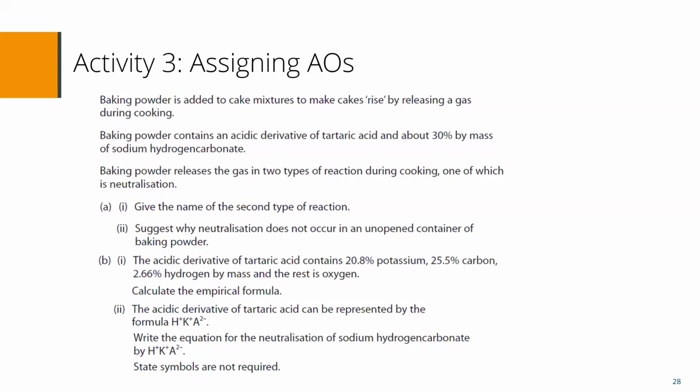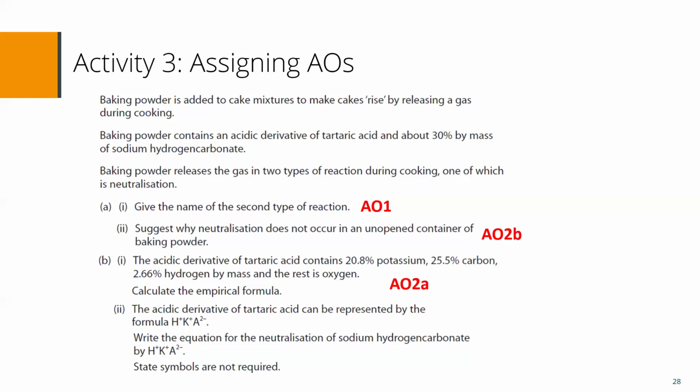So, are the students expected to know the second type of reaction here? Yes. So it is AO1. Suggest why neutralization does not occur in an open container of baking powder, where the students have to analyze the data that's been supplied there to reach a conclusion. So that is AO2B. Calculating empirical formulae will always be AO2A because calculations are AO2.